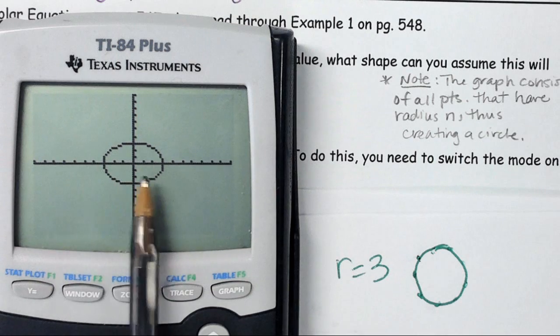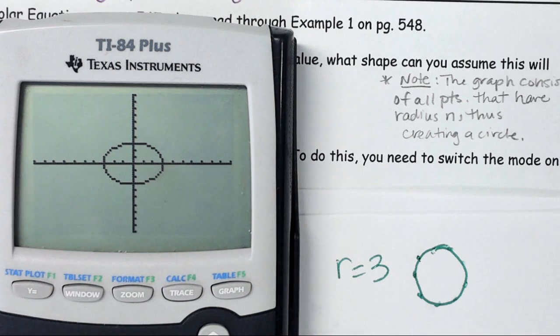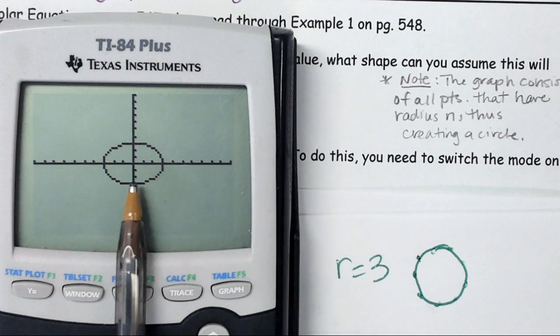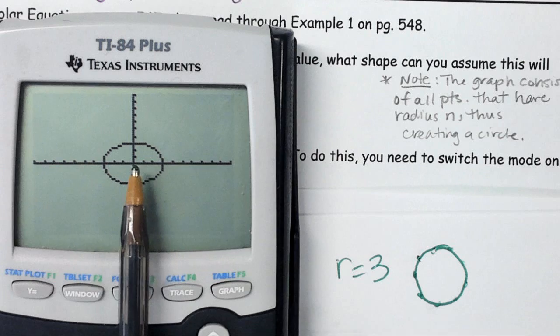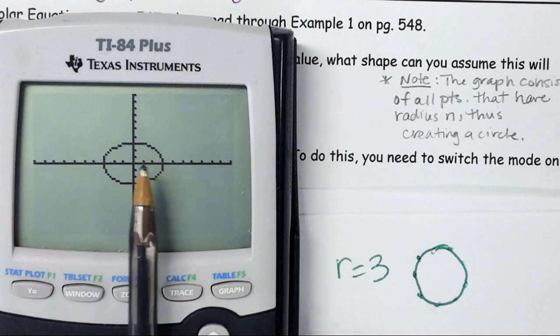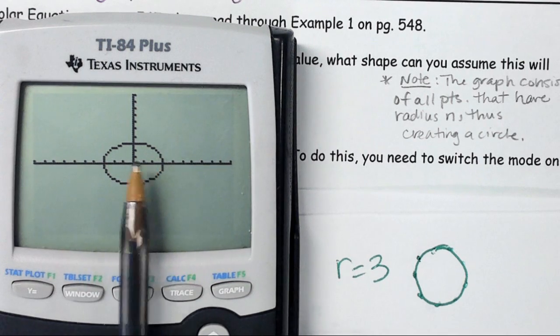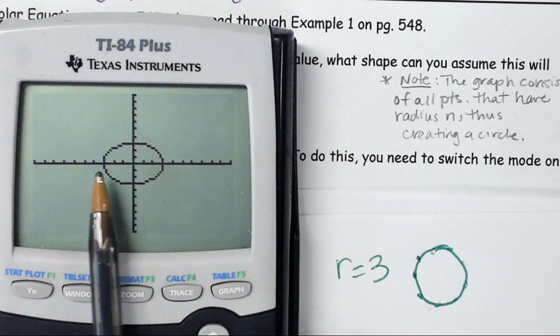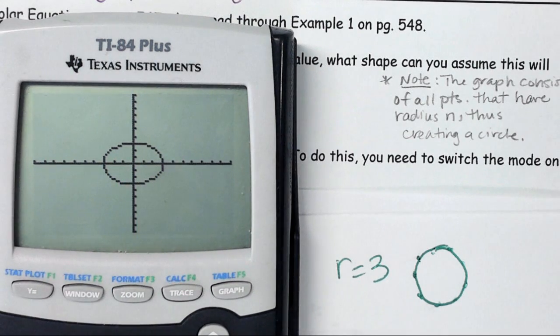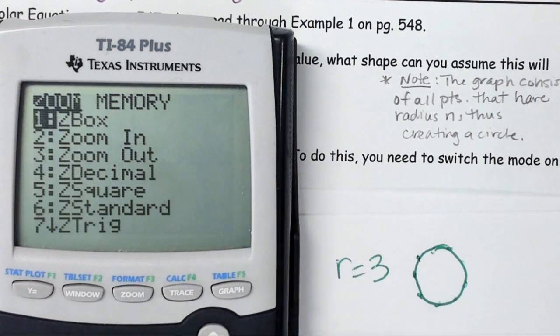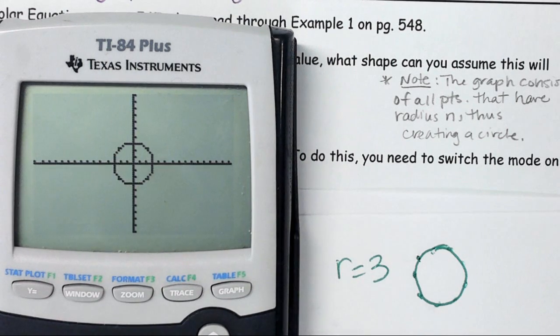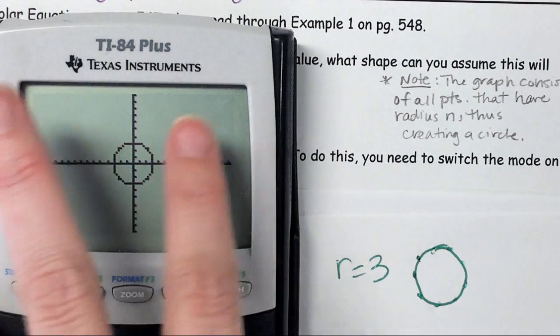Can anybody tell me how we know by looking at it, though, it is a circle? Because it has 3 on each side. Yeah, Ethan? Because if you look at the tick marks, they both have the edges. Yeah, they go out to what? Yeah, they're going to be the same, right? So 3 here, 3 up, 3 to the side, and then 3 down. So your radius is going to be 3. If you don't like the way that looks as an oval, you can go into zoom and then see where your number 5 says ZSquare. And then it gives you a better looking circle. It's just a fuzzy circle is what I say because the ends look a little fuzzy.